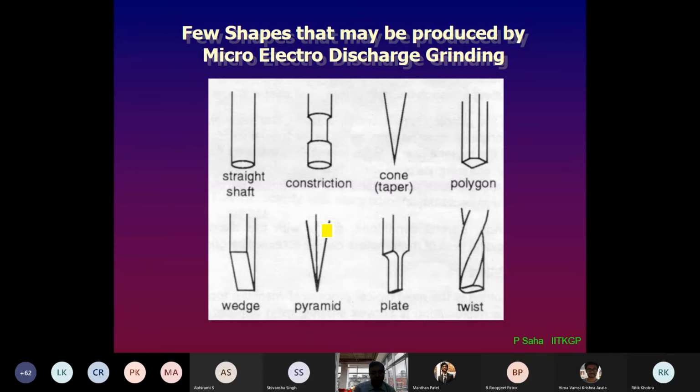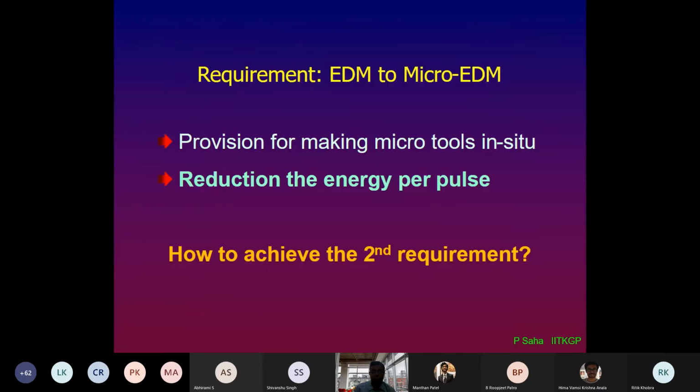I can create a pyramidal shape, where the other two faces are not shown, so it is a kind of pyramid. This is a plate extending out, and this is the twisted shape, like the last photograph we have shown you. It is similar to a twisted drill.